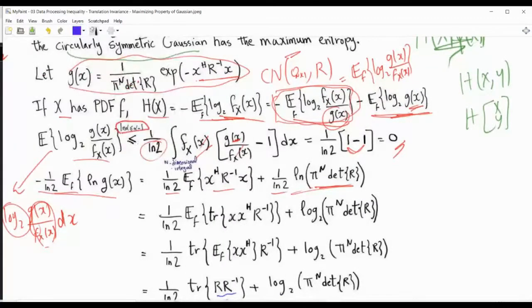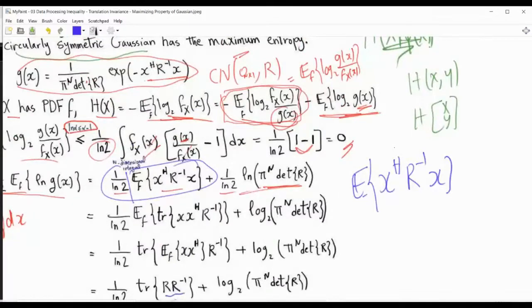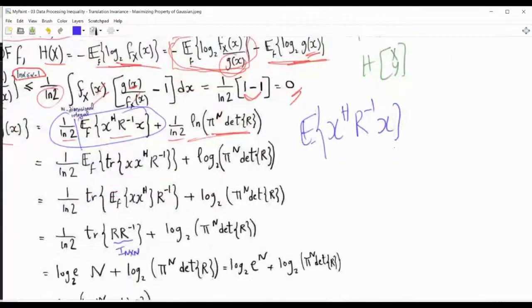Let me focus on this part alone. What is the expectation of x Hermitian R inverse x? How can we evaluate something like this? The trick is the following, and you will use it a lot in this course. You have the expectation of x Hermitian R inverse x. Well, if we could only get this x there, because the expectation of x x Hermitian is R.